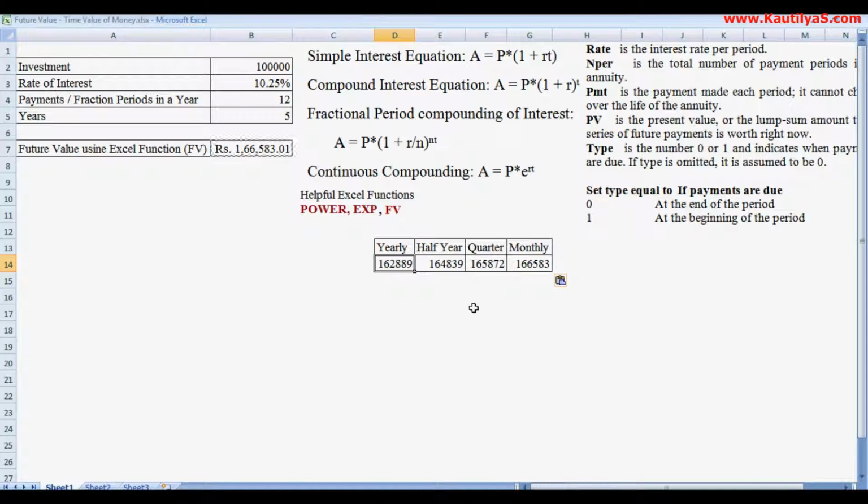So when making an investment decision, whichever bank pays you the interest on a monthly basis, it is advisable to invest in that bank.